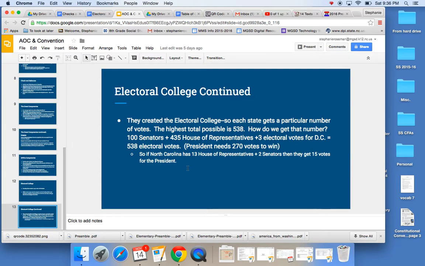And when we do the census, we judge how many people are in each state, and so how many representatives are going to be in that state. And then Washington, D.C., because it's not a state, for the longest time didn't get a say-so on the presidency. So the 23rd Amendment changed that, and Washington, D.C. gets 3 electoral votes. So 100 senators plus 435 House Representatives plus 3 electoral votes for D.C. equals 538. Well, you need 270 to win.